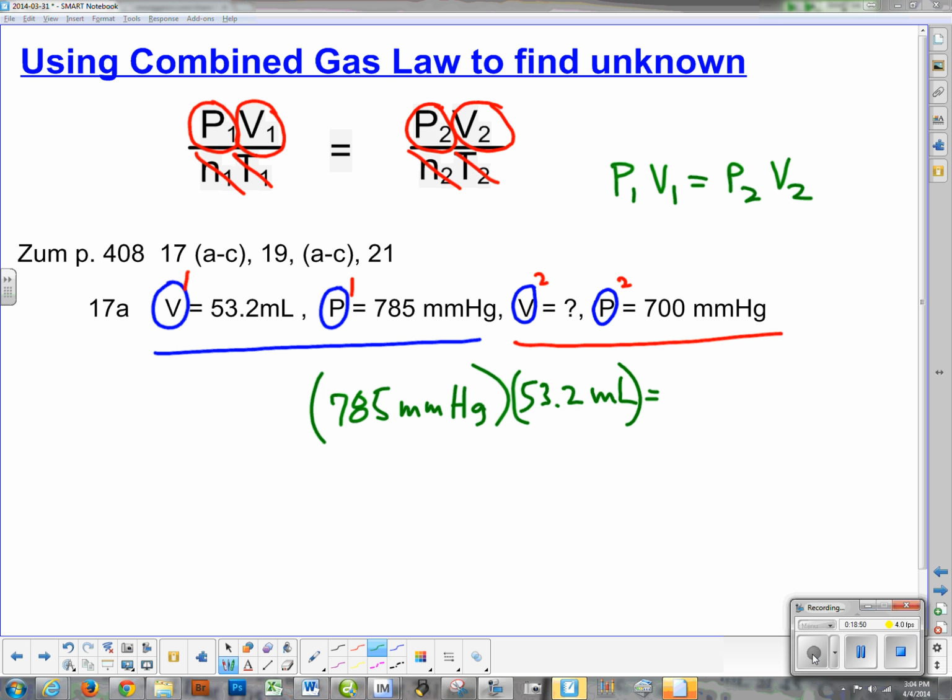But we'll do P2 first, because that's the way it is up in the formula up here. So this P2 is not an unknown. P2 is 700 millimeters of mercury, and we're going to multiply that by the V2. Please, for your own sakes, don't use X for your unknown. And the V2 should be a subscript. Yeah, because that tells you what you're actually finding is the second volume. And now it's just a matter of multiplying it out.